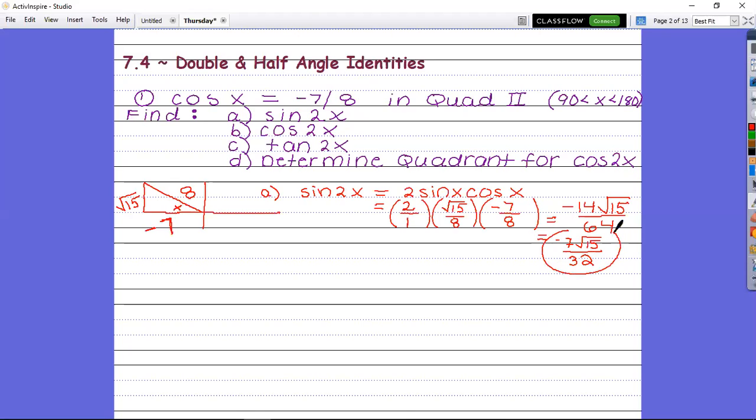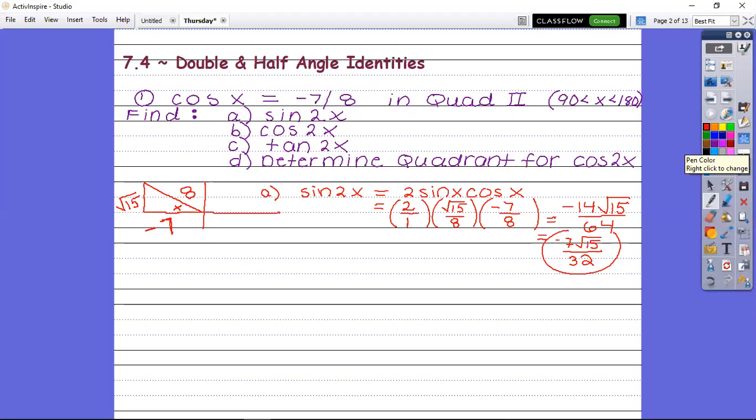How's that first one? Not bad? Good. They're very formula based. These are what we used to teach in A2 trig. So again, these are not anything terribly difficult. You just want to go through your steps nice and slow. Now letter B.